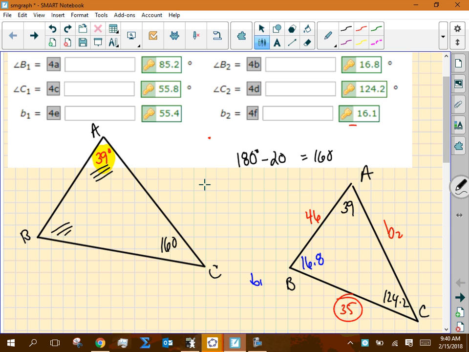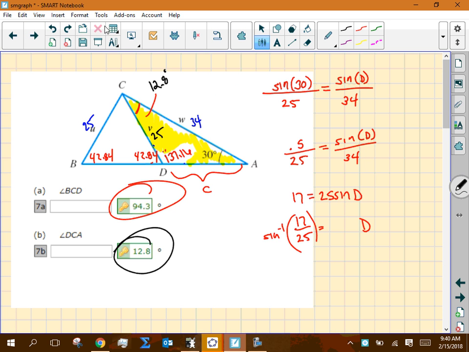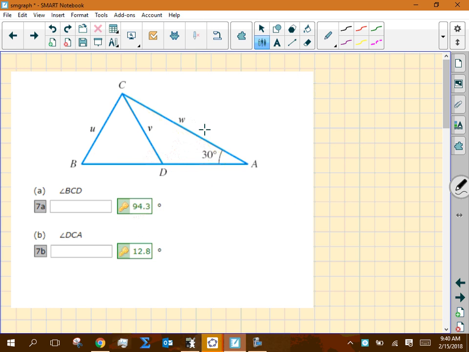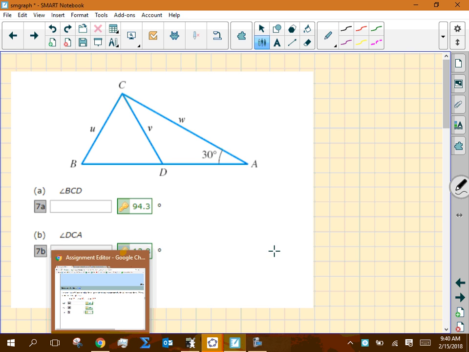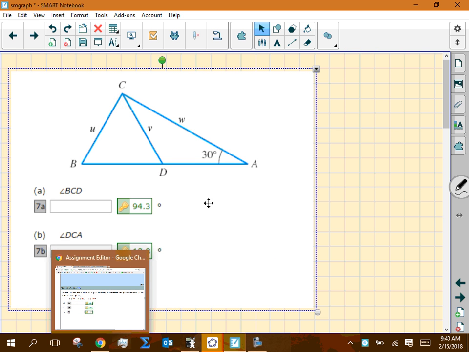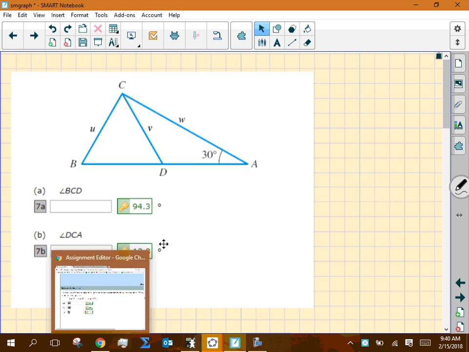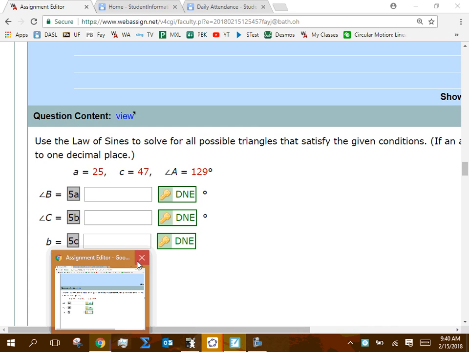Tomorrow's quiz, I'm not going to give you an ambiguous case question, but there'll probably be a law of sines question on there. This question, which was from 5.5, I think, is from an assignment that had like 12 questions in it. This is a hard question because it does create the ambiguous case.